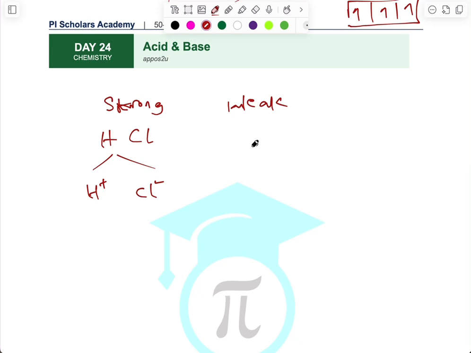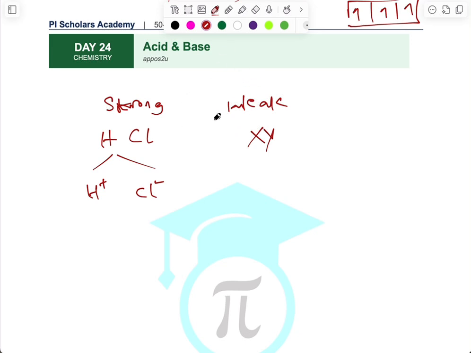That implies that not everything will be fully dissociated in water. Just part of it will be dissociated in water. So therefore, you are going to have less concentration of these ions, like hydrogen ion and what? And chloride ion. There's going to be less concentration of them inside the solution.